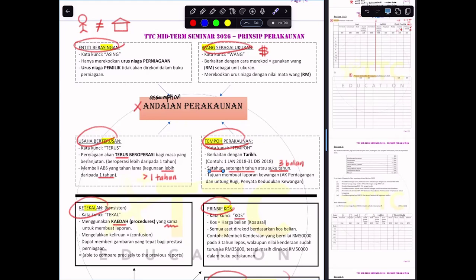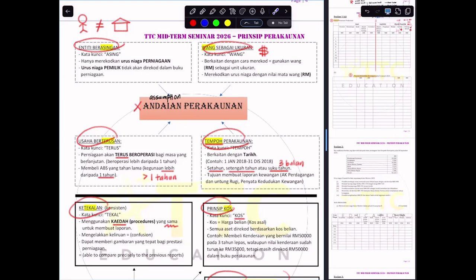So how will the situation be asked? The question might tell you that the boss's house cannot be recorded into the company, or the boss's personal expenses, like buying his own personal laptop, cannot be recorded into the company account. Or this kind of transaction or situation. Then your answer will be entity berasingan. Then the second one, wang sebagai ukuran. The keyword will be wang lah. Wang means money. The question will have a sentence mentioning that we need to prepare the report in terms of currency, RM.